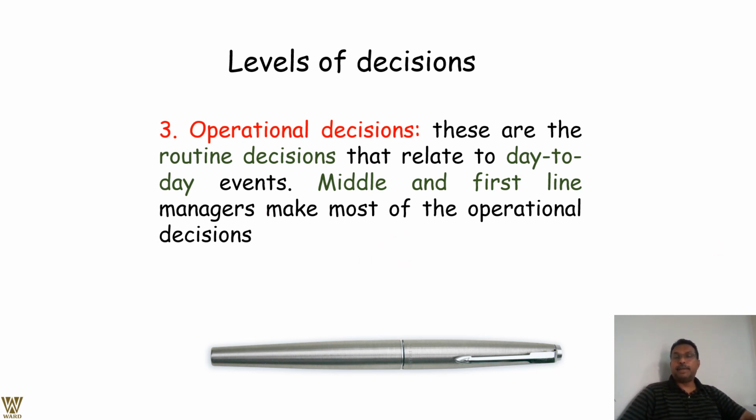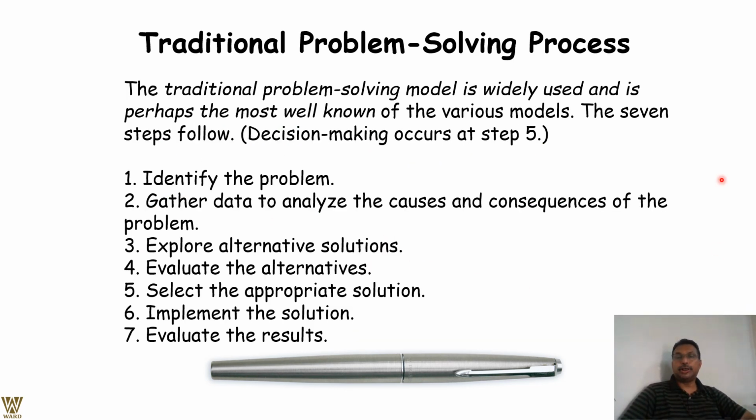The middle and first-line managers can make most of the operational decisions. The traditional problem-solving process is widely used and is perhaps the best-known model: the seven-step format. What are we looking into? We are trying to identify problems.